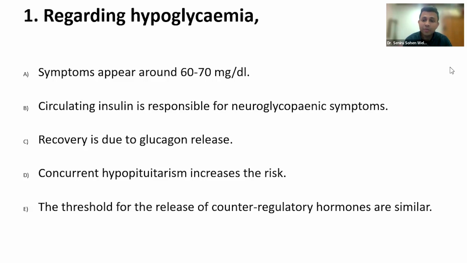So when there's hypopituitarism, you are at significantly higher risk of hypoglycemia at a lower blood glucose level compared to a patient who does not have hypopituitarism. So this is true. Then the next question is whether the thresholds for the release of counter-regulatory hormones are similar. That is what I was describing earlier.